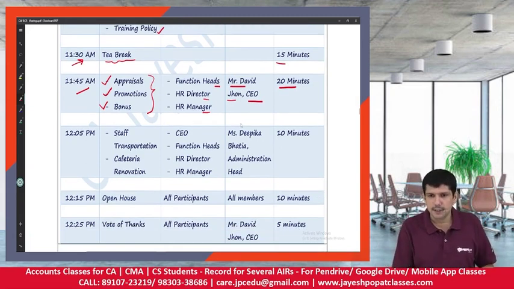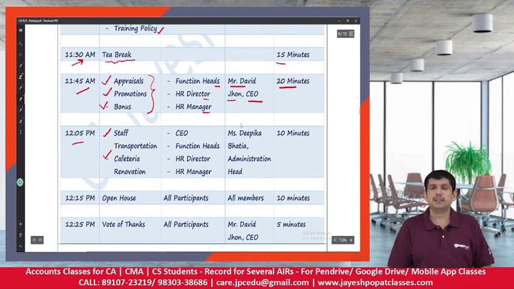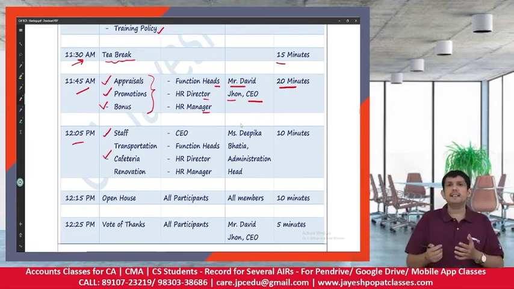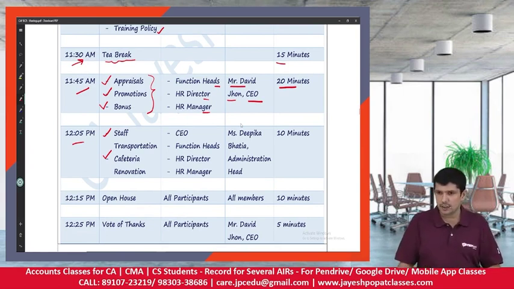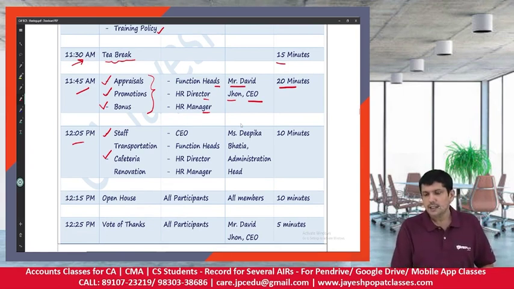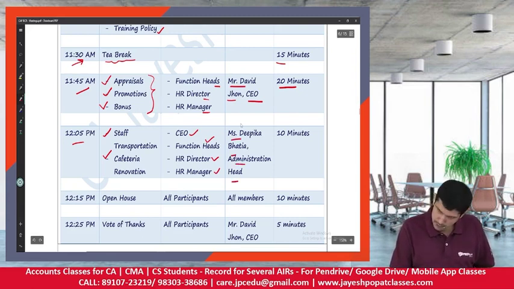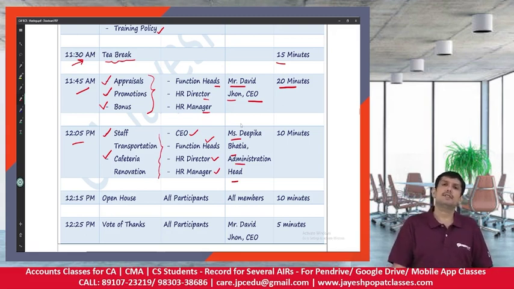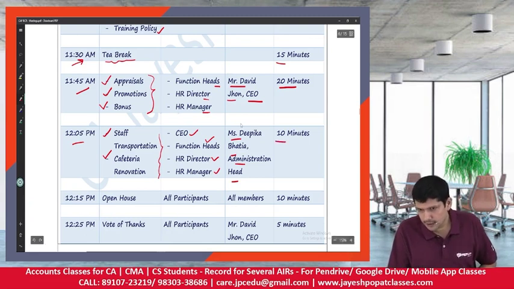Then after 20 minutes, which is 12:05 p.m., there's the staff transportation and cafeteria renovation issue which will be taken up. So these are basically staff welfare initiatives of the organization. Here the CEO, the functional head, the HR director and the HR manager will be there, and Miss Deepika Bhatia, who is the admin head, because these things would normally come under the purview of the administrative department of the organization. It will be discussed for 10 minutes.